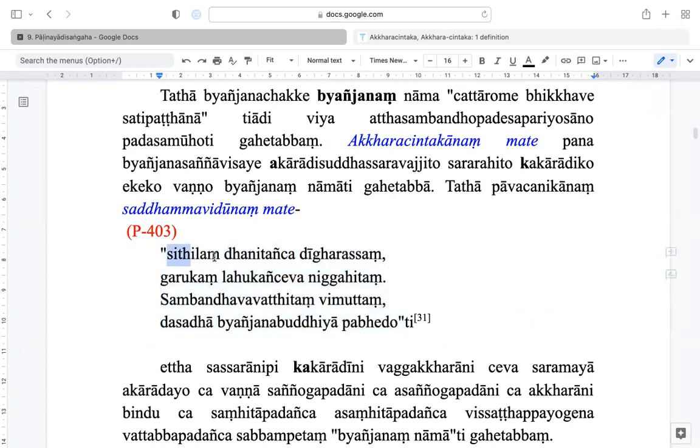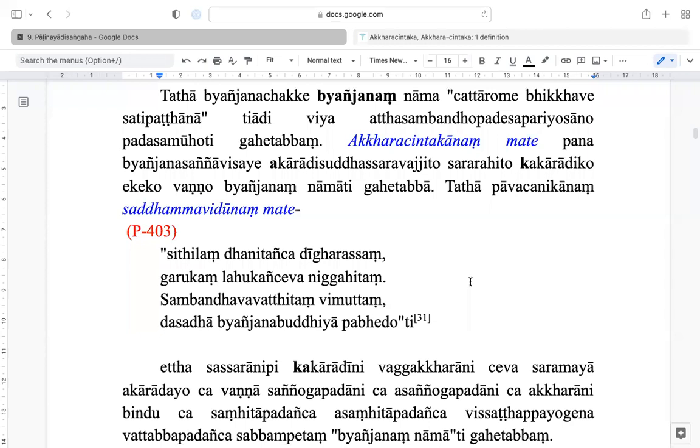So one is Sithila, and the Dhanida, Diga, Rasa, four Garuka, five Lahuka, six Nigghita, seven, and the Sambandha, eight, Vavatthita, nine. So we add the tenth. So these 10 facts or characteristics are important in reading the Buddhist teaching. So Dasada Vyanjana Bodhiya Bhedo.